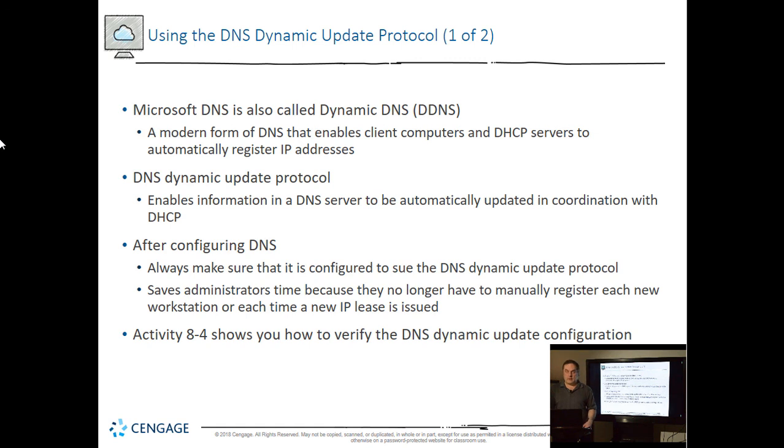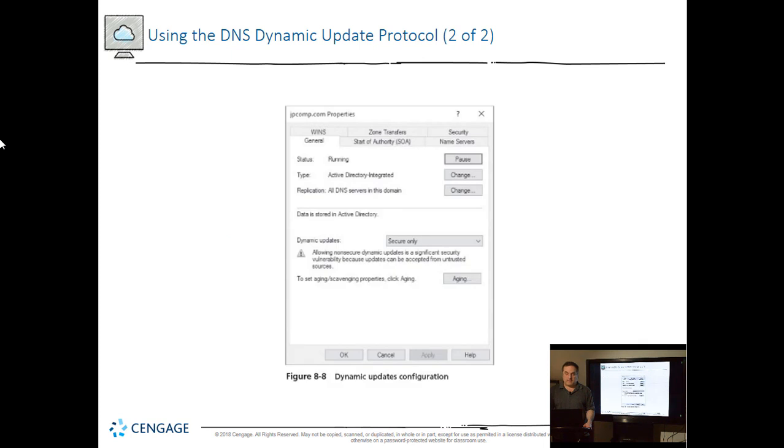Microsoft DNS is also called dynamic DNS because the computers automatically register their IP addresses when they get an IP address through DHCP, as I mentioned earlier. After configuring DNS, always make sure that it is configured to use, although it says SU here, the DNS Dynamic Update Protocol. You don't actually have to do anything here, it just happens automatically. You can manually turn that off, however.